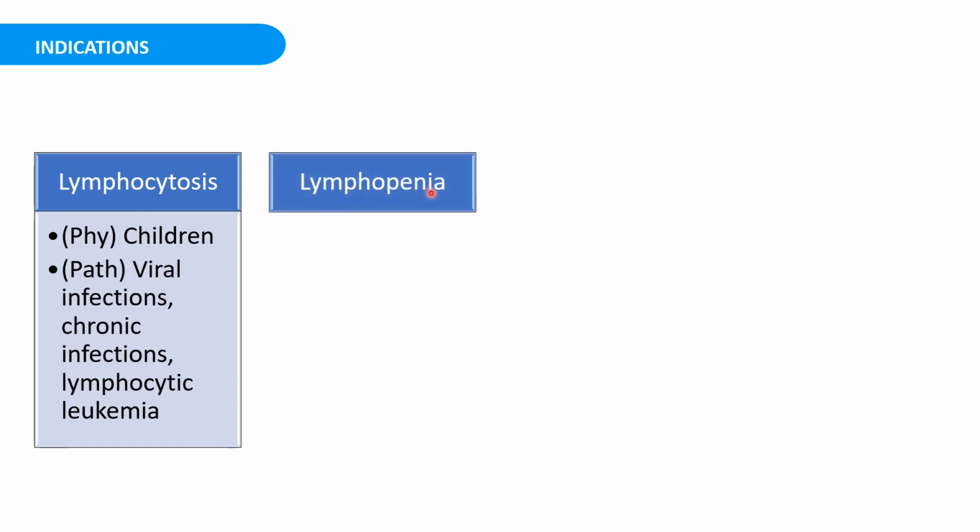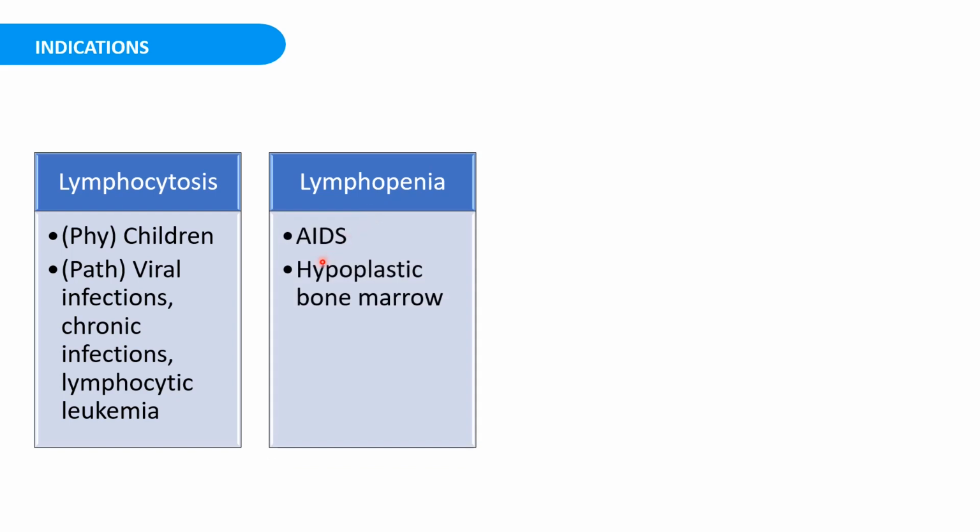Then lymphopenia means decrease in lymphocyte count. Here the lymphocyte count decreases compared to other WBCs. That is why it is known as lymphopenia. It is found in acquired immunodeficiency syndrome or AIDS and hypoplastic bone marrow. If there is decreased production in the bone marrow, then naturally lymphopenia will be there. So these are the conditions of lymphopenia.